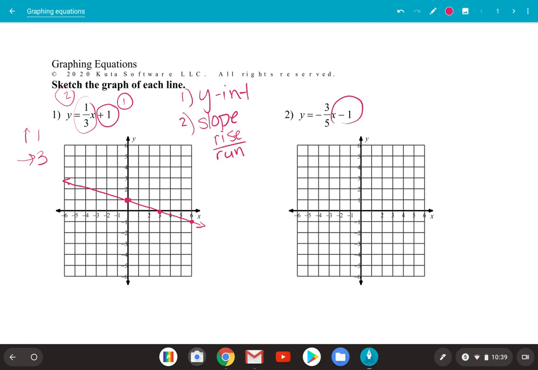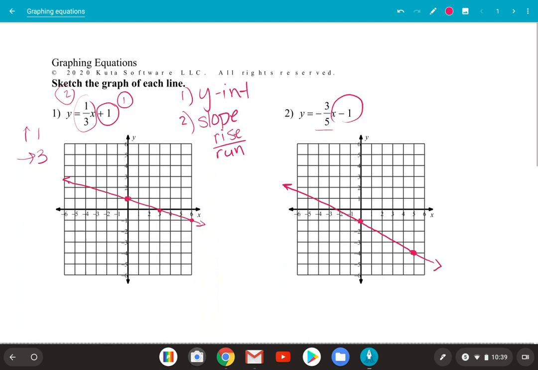So same thing on the next one. Start at -1, and we're going to go down 3, 1, 2, 3, over 5, and you get your line.